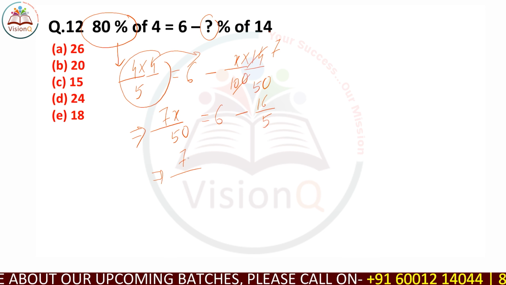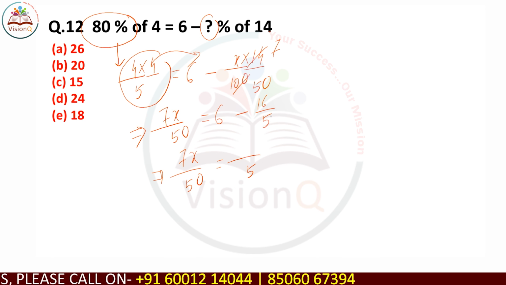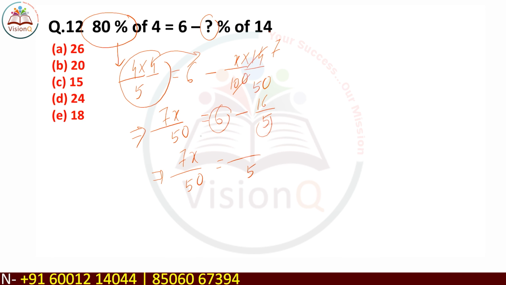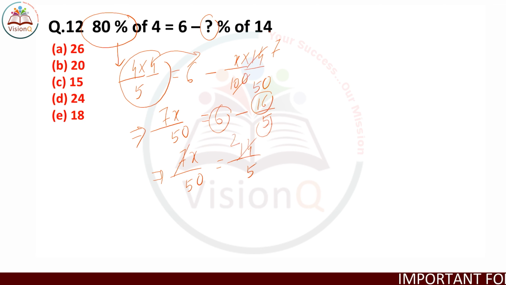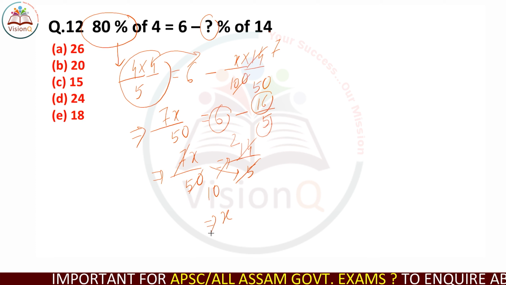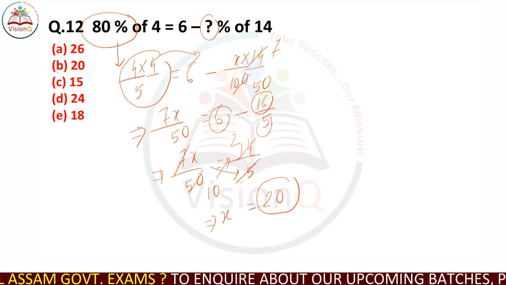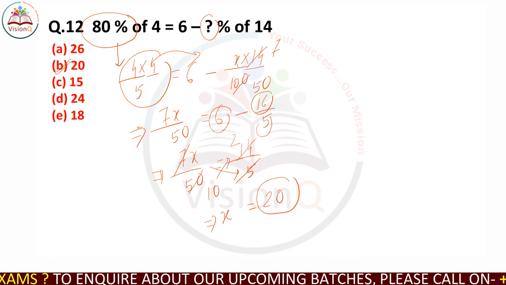So 7x by 50 will be how much? Okay, 5 is the LCM. 5 into 6 is 30. And 30 minus 16 is 14. Then 7 2s are 14 and 5 10s are 50. So if I cross multiply the next step, I will get the value of x will be 10 into 2, which is 20. The right answer of this question number 12 is option number B, which is 20.